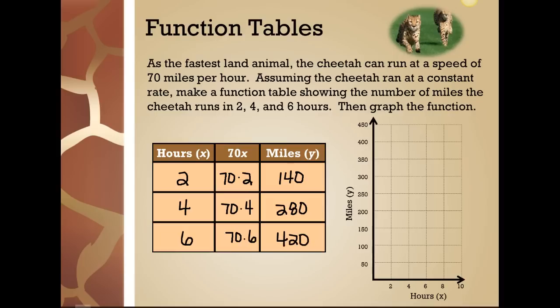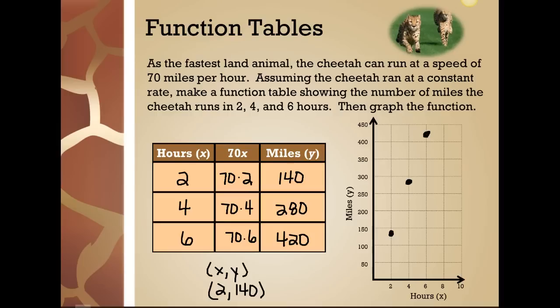In order to know where to put the points, we will take the input values and output values, or the x and y, and combine them to make ordered pairs. For example, our first ordered pair is going to be 2, 140. Then we'll go over to our graph, and we'll go to 2 and up to 140, and that's where we'll put our first dot. We'll have to estimate a little bit because the miles goes up by 50s. Then we'll go to 4, 280, and we'll put in a dot there. And then finally we'll go to 6, 420, and we'll put a dot there.